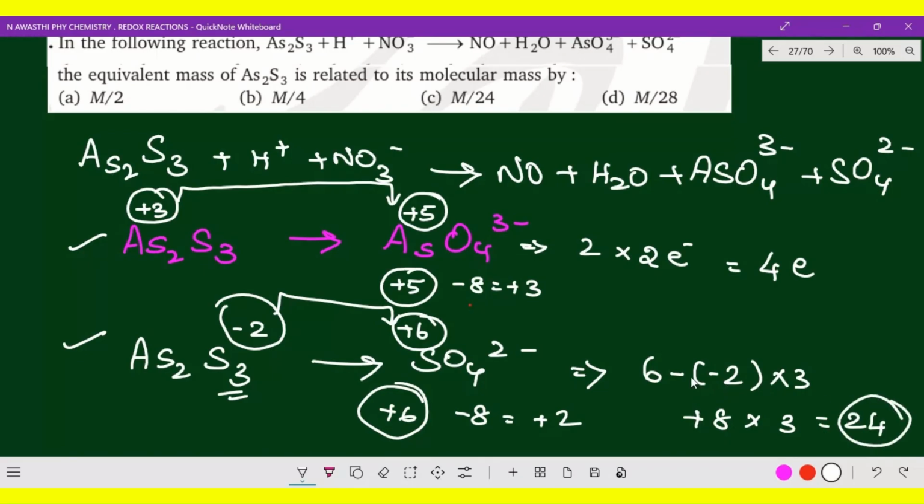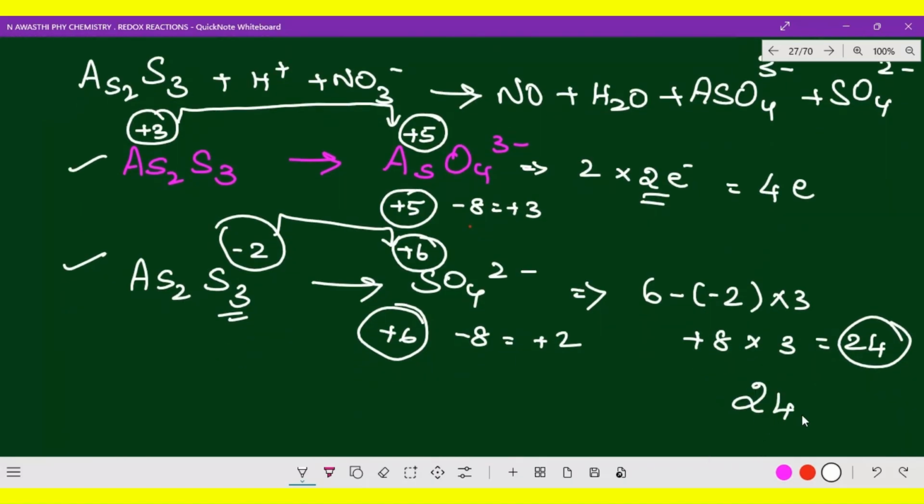I hope you got the clarity. How do we get 8 electrons? Here the electrons change from -2 to +6. That means from here we have to do 6 minus -2, into 3, the number of atoms. So how do we convert here? This is also the same. So altogether it is 24. So 24 electrons change.